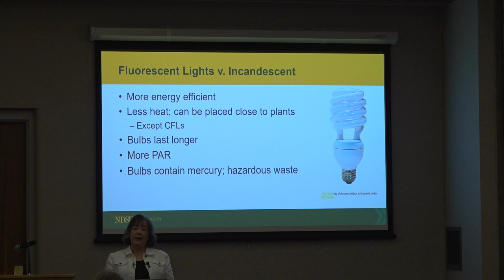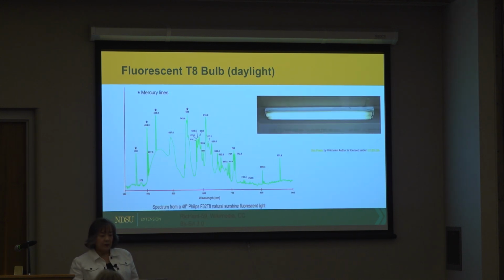Fluorescent light bulbs last a whole lot longer than incandescent. They produce more light in the useful spectrum, or PAR. But there's a problem with fluorescent bulbs. Fluorescent bulbs contain mercury, so we have to recycle them as hazardous waste.